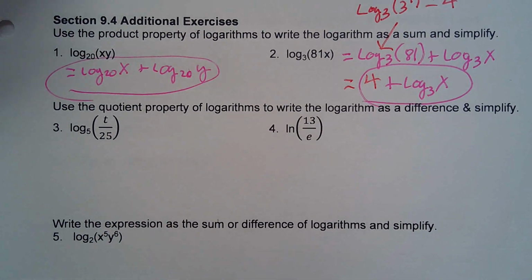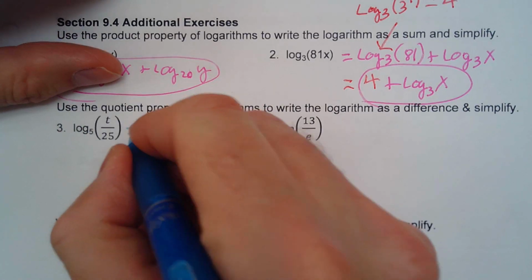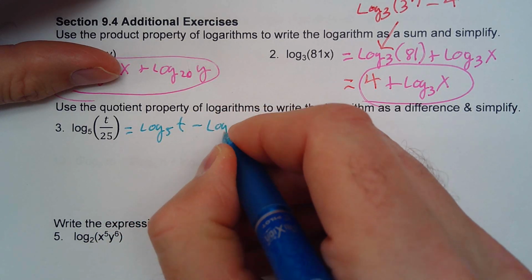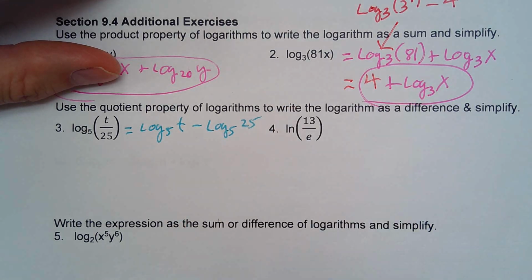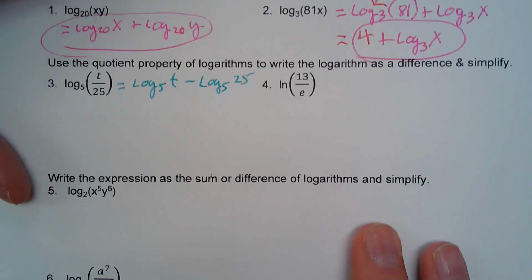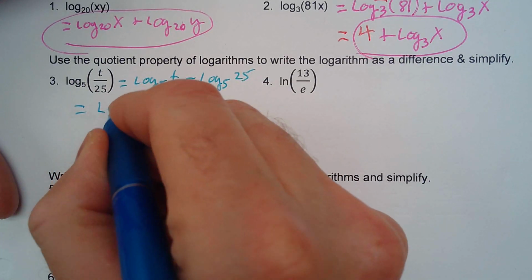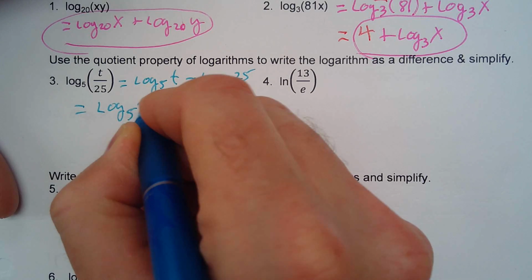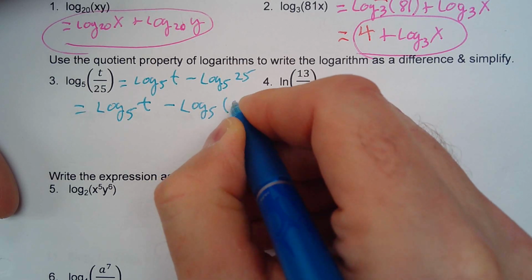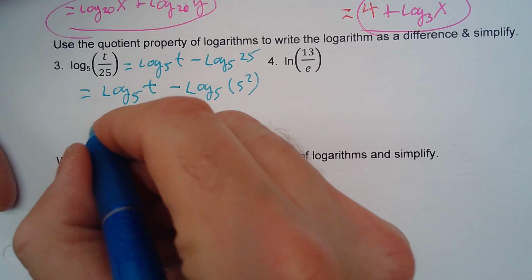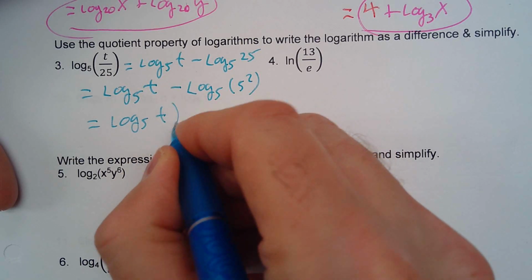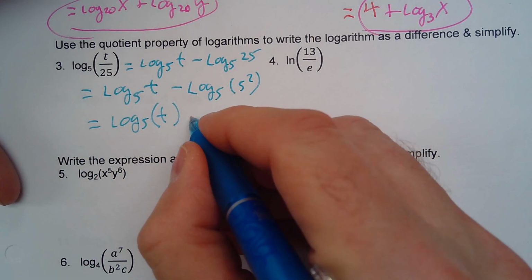Alright, so here we got the quotient rule. So this is going to be log base 5 of the numerator minus log base 5 of the denominator. 25 is 5 squared, so that's going to simplify to 2. So that's going to give us log base 5 of t. I'm going to put that in parentheses so we know it's clear of that, and then subtract 2 is separate.